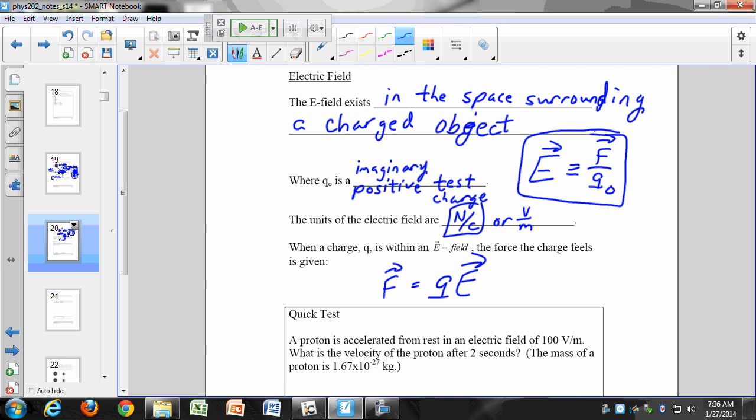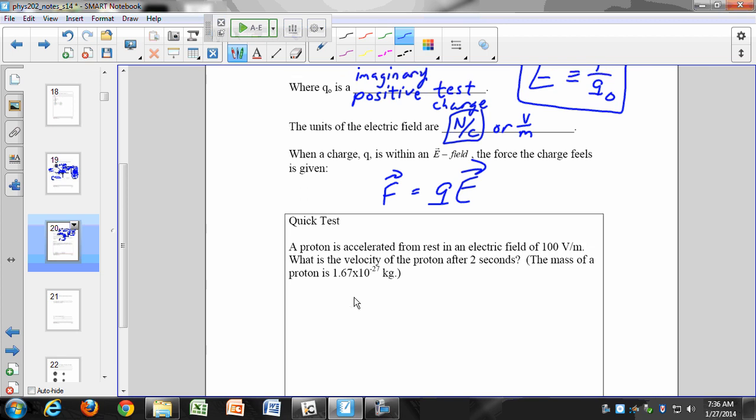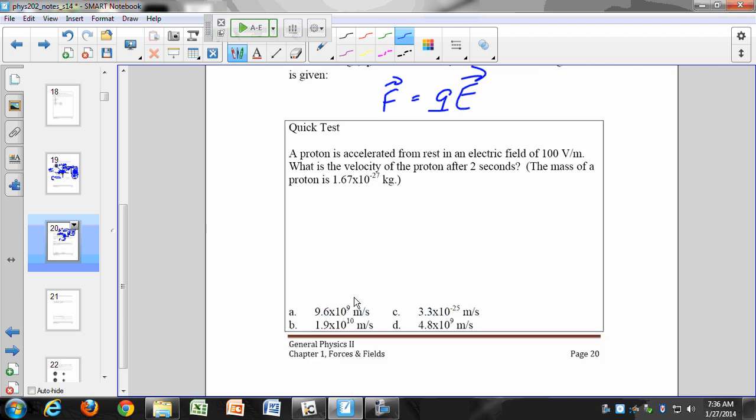So let's try this little quick test. If I have a proton accelerated from rest in an electric field of 100 volts per meter, what is the velocity of the proton after 2 seconds? I'm just going to remind you of a couple things. First, the charge of a proton is equal to 1e, and y'all remember what the fundamental unit of charge is. I know that the force is Q times E. I also know that force by Newton's second law is ma. And then I have my kinematics equations. X equals v naught t plus 1/2 at squared, and v is equal to v naught plus at.